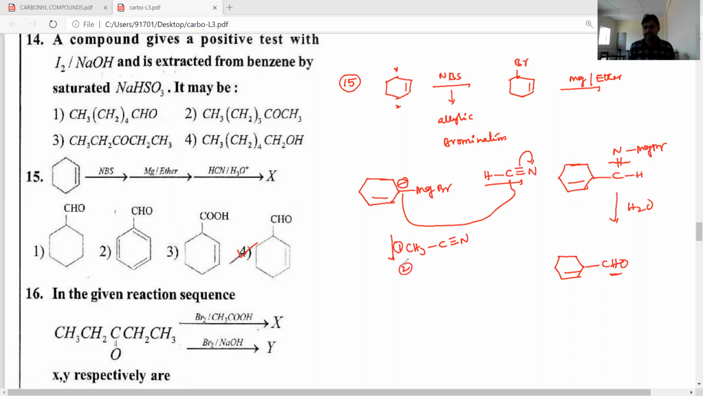Methyl cyanide followed by hydrolysis, then the product is a ketone, C double bond O, CH3. Ketone is the product. So alkyl magnesium halides treated with hydrogen cyanide followed by hydrolysis produce aldehydes. Except hydrogen cyanide, any alkyl cyanide treated with a Grignard reagent followed by hydrolysis produces ketones. Very important. The remaining we will discuss in the next class. Okay, students.